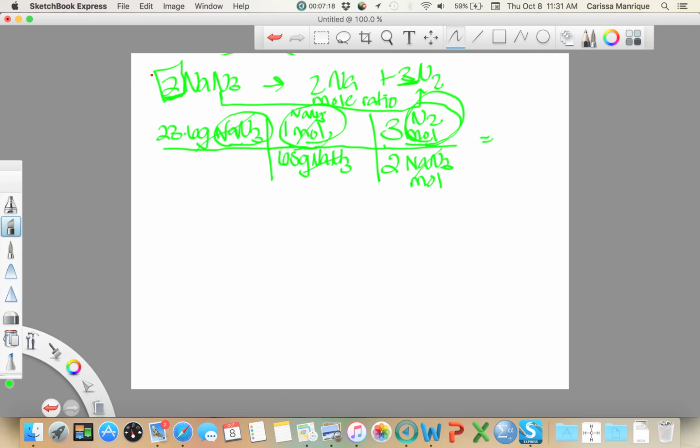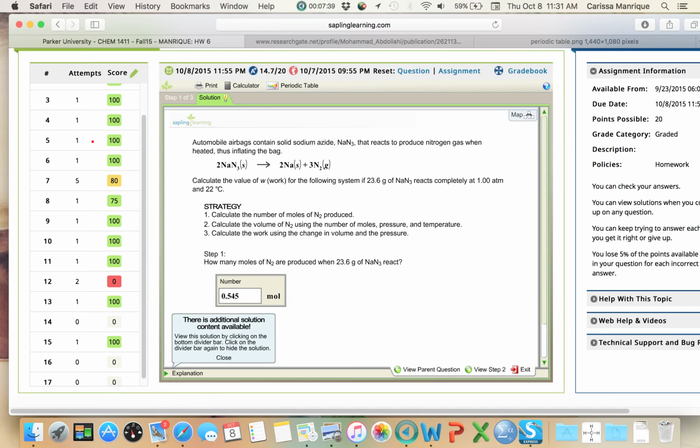Okay, so now if we multiply this out, so we do 23.6 times 3 divided by 65 times 2, you get 0.545 moles of N2. Okay, so this is, we'll say, step 1. Now step 2.